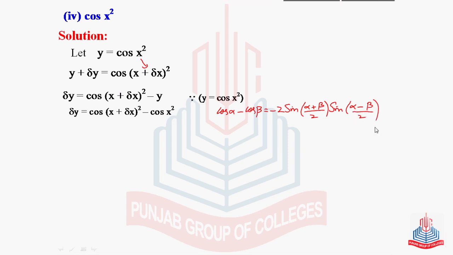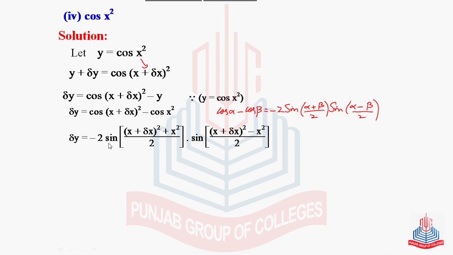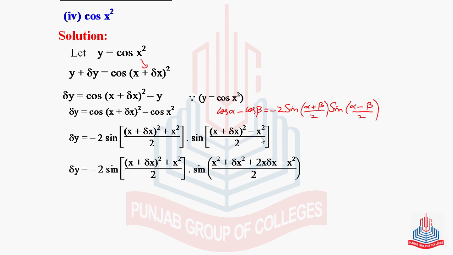So applying this formula here, this will become minus 2 sine, this is alpha, x plus delta x whole square, this is beta, so plus x square, like this, alpha plus beta over 2, and into sine alpha minus beta divided by 2. So this is actually minus 2 sine. This will be as it is, unaffected. And now we are applying simplification here. X square plus delta x whole square plus 2x delta x, actually the formula of a plus b whole square, and this minus x square divided by 2. The notable thing here, we just opened the square of this one, and why not this one?